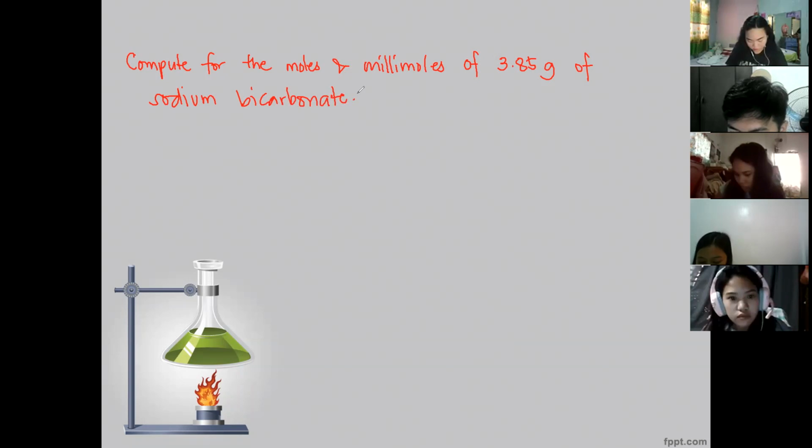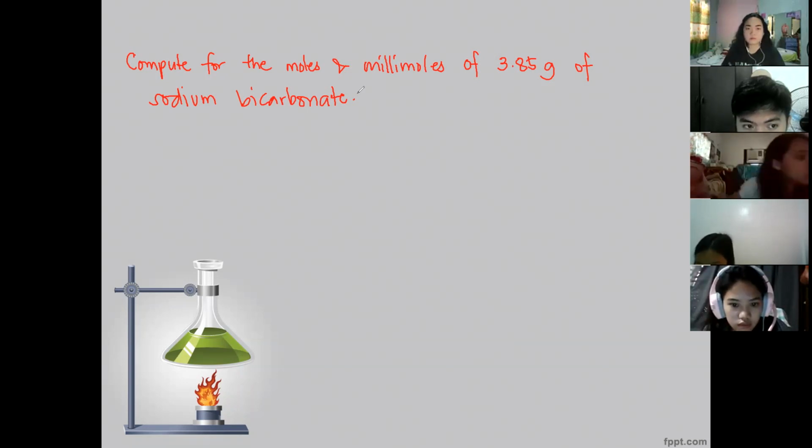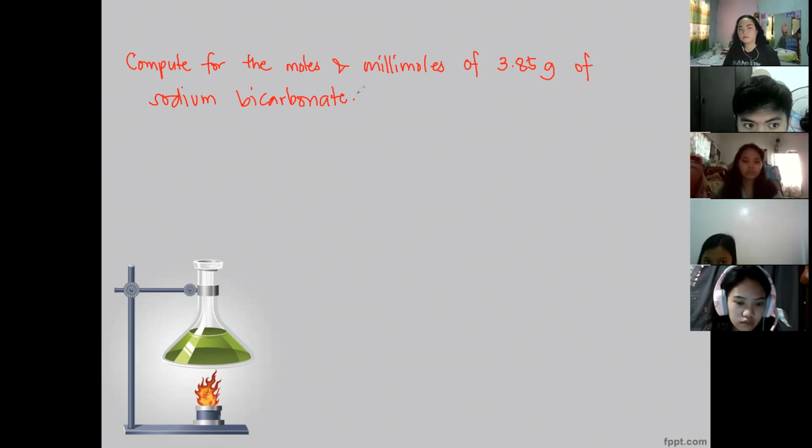Okay, so the next problem: compute for the moles and millimoles of 3.85 grams of sodium bicarbonate. Can you still remember the chemical formula of sodium bicarbonate? Ano nga 'yon? Paano nga natin gawin yung kanyang chemical formula?